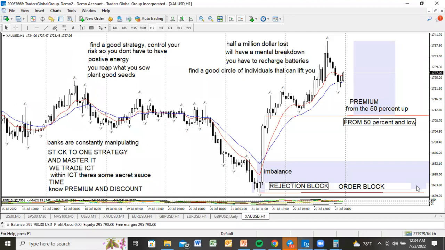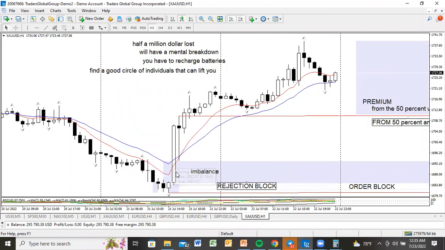No problem. So the premium discount array is very important. The fourth part of that array, of course, is your imbalance, your fair value gap, and your liquidity void.